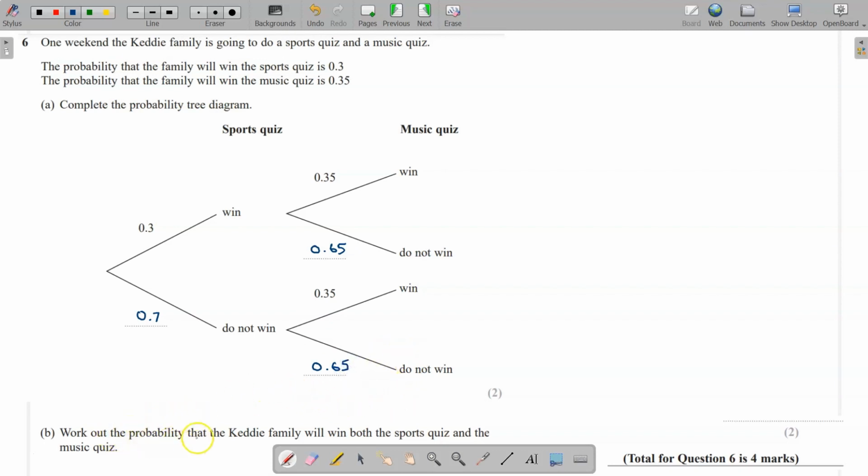And now we've got to work out the probability that the Keddy family will win both the sports quiz and the music quiz. Well, that's basically win-win. So it's the probability of winning that and the probability of winning that, you multiply them together. So it's simply 0.3 times 0.35. Okay, and if you multiply those together, it's 0.105. And that's it.